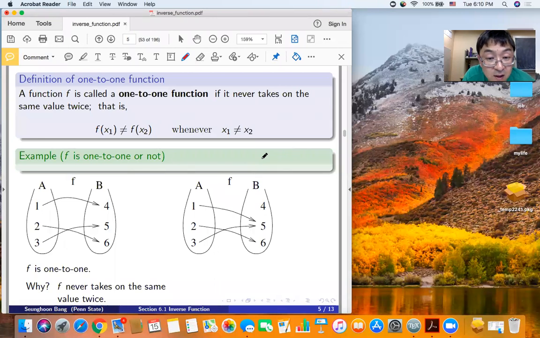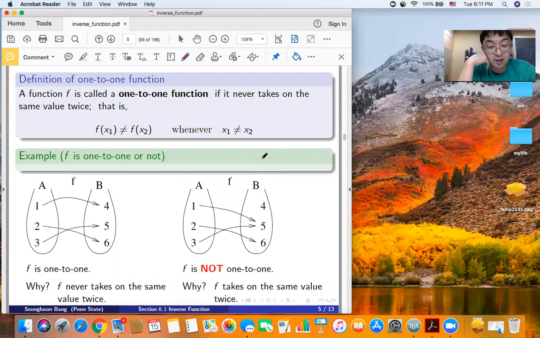Thank you very much. Yes, this is exactly not one-to-one, because f takes on the same value twice. Here, the 1 is going to 5. The 2 is going to 5. What does it mean? f takes on the same value 5 twice, so it is not one-to-one.